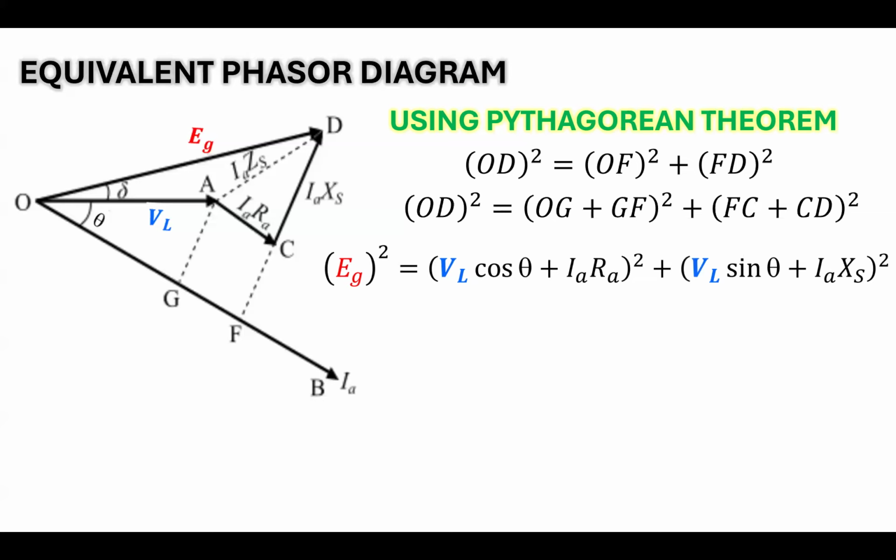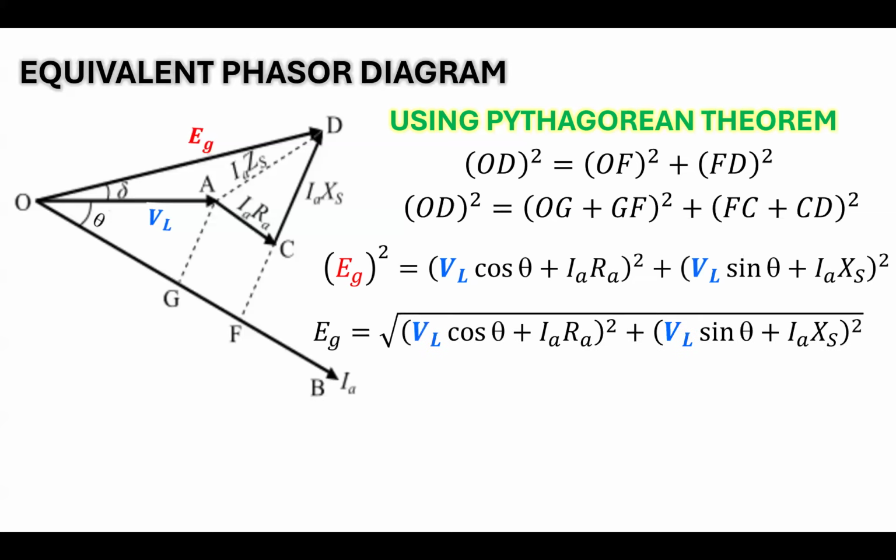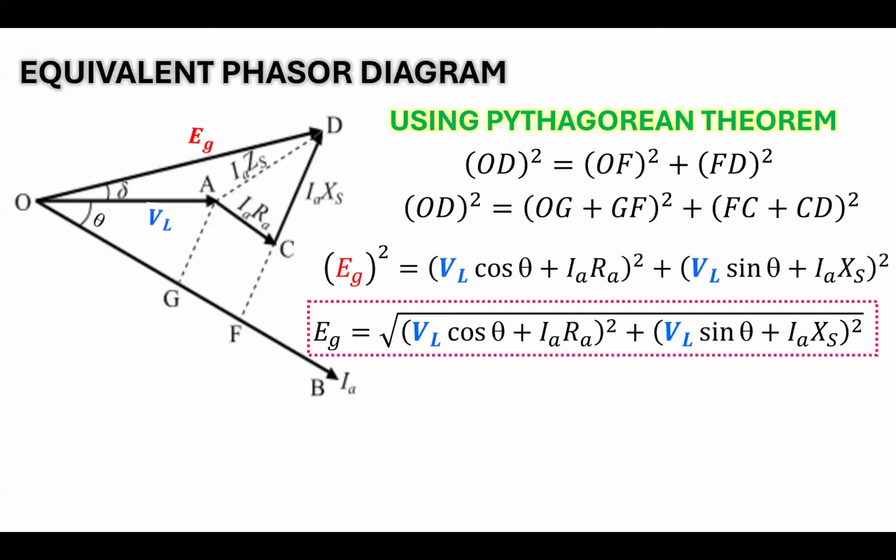So getting the value of the generated voltage, our equation will be the square root of quantity V L cosine theta plus I A R A, squared, plus quantity V L sine theta plus I sub A X sub S, squared. So this will be our equation for the generated voltage, the second equation for our generated voltage. So remember that this V sub L, or the load voltage, is per phase. So we have to do some adjustment from the given.